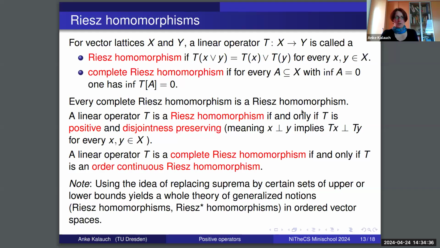This is one observation. And the second observation is that these complete Riesz homomorphisms are exactly the order continuous Riesz homomorphisms. So these 2 notions coincide. So when you deal with order continuous Riesz homomorphisms, as in the case of Kottmann operators, it's sometimes easier to know that it's a complete Riesz homomorphism, and you can use this condition that we have here.